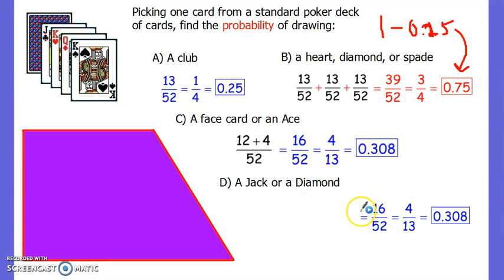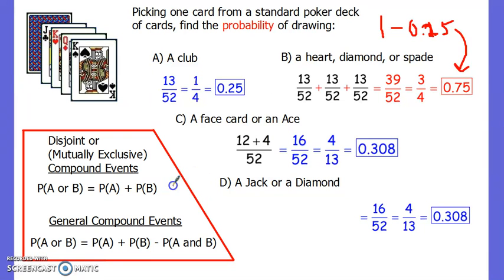However, you have to be careful when it comes to jacks and diamonds, because in these previous examples, we had what were called mutually exclusive examples. Mutually exclusive or disjoint examples are probabilities that can't happen at the same time. We can't draw one card and have it be both a face card and an ace. They're not the same thing. Or the same idea, we can't draw a heart that's also either a diamond or a spade. We can't draw one card that would satisfy more than one category.